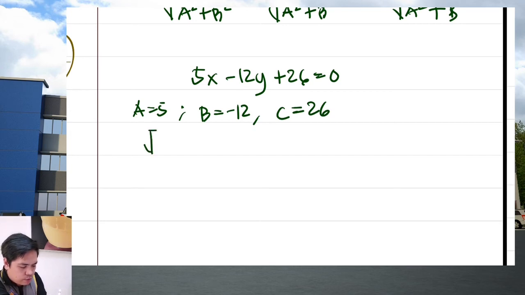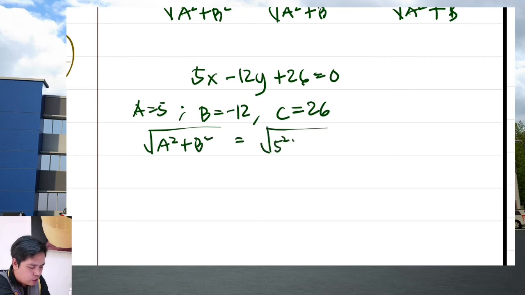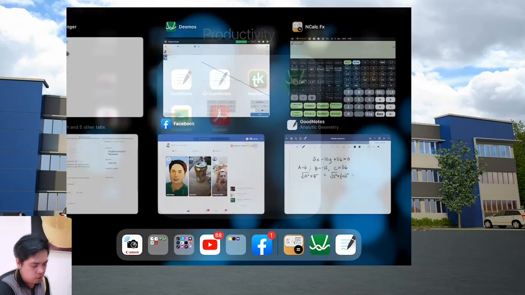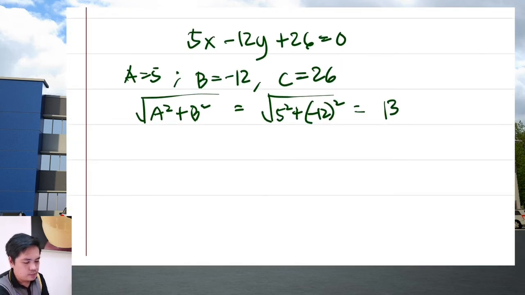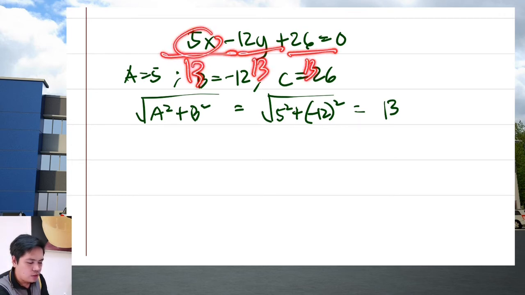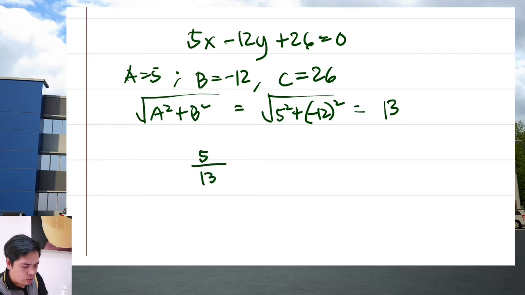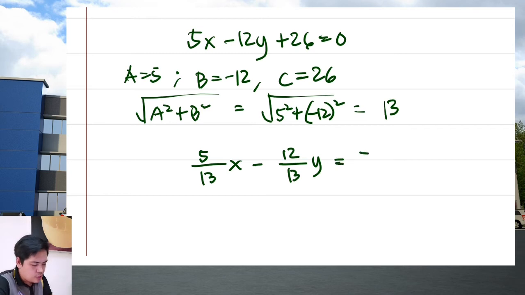So solving for the square root of a squared plus b squared, that's too easy. That would be square root of 5 squared plus negative 12 squared. Okay. So using calculator, that's 13. Yun lang. So therefore, i-divide lang natin to by 13 lahat. Okay, so that would be 5 over 13x minus 12 over 13y equals negative 26 over 13.